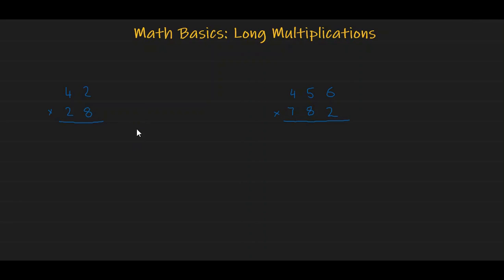In long multiplications, you would also go from right to left and multiply one digit at a time. But there are a few differences. So let's start solving and I will explain them as we go. So in this example, you would start with 8 multiplied by 2. So it's 16. So you'd write 1 over here and 6 down here.